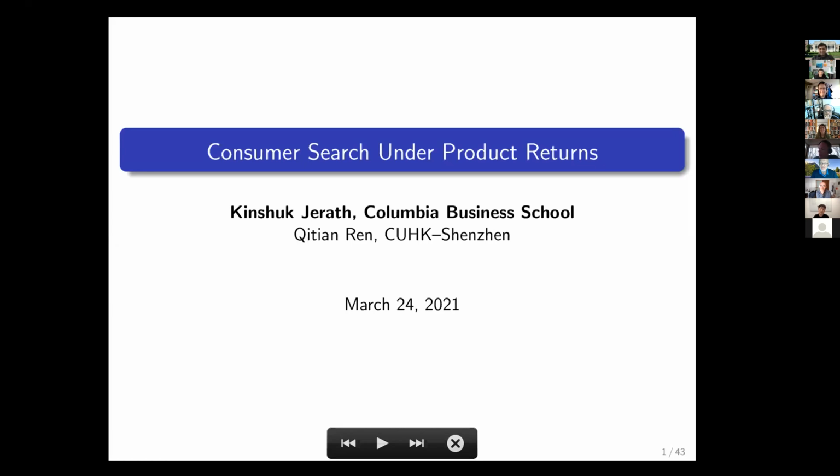The work that I'm going to present today is titled Consumer Search Under Product Returns. This is joint work that I have with the PhD student who was here at Columbia and now is at City University of Hong Kong at Shenzhen. He's a professor there now.